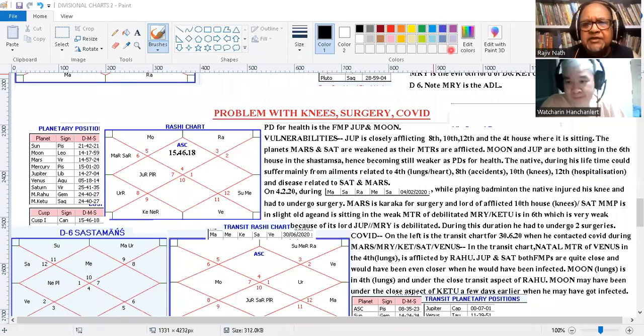So this is how we studied divisional charts. From the next class onward, we are going to take up topic wise, all the important topics like marriage and health. In those, wherever it is required, we'll be studying the Varga charts, divisional charts also. This ends our 14 divisional charts class.